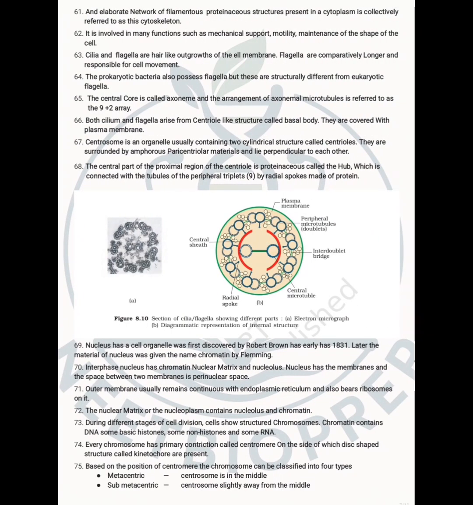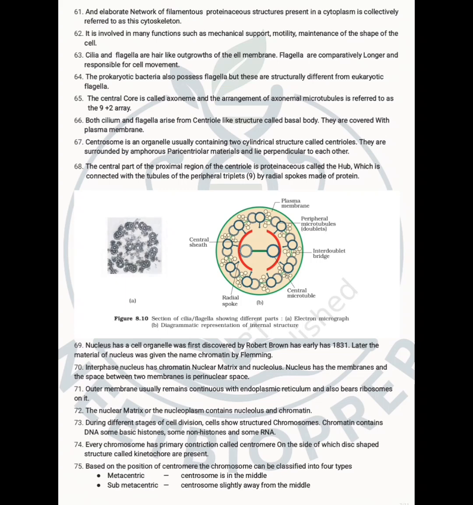An elaborate network of filamentous proteinaceous structures present in the cytoplasm is collectively referred to as the cytoskeleton. It is involved in many functions like mechanical support, motility, and maintenance of the shape of the cell. Cilia and flagella are hair-like outgrowths of the cell membrane. Flagella are comparatively longer and responsible for cell movement. Prokaryotic bacteria also possess flagella, but these are structurally different from eukaryotic flagella.